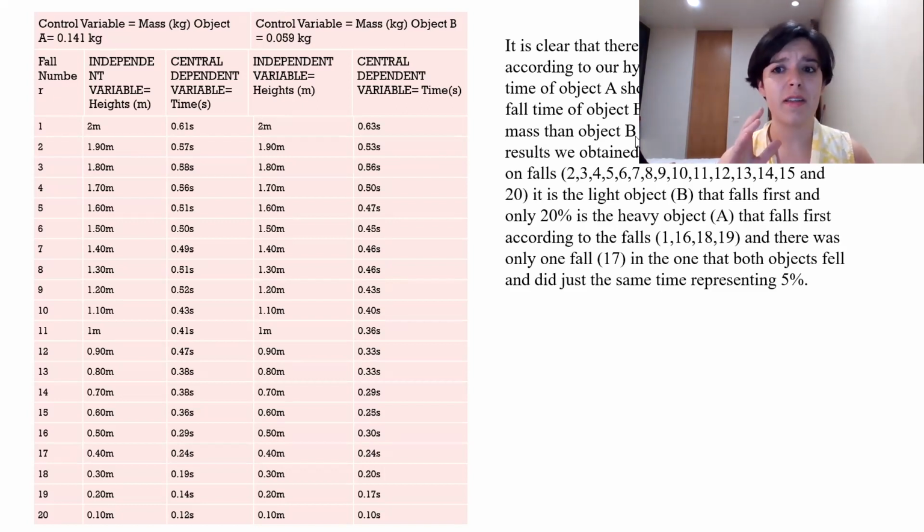In 75% of all the falls that we did, object B always reached the ground earlier than object A. So this is impossible according to the logic.